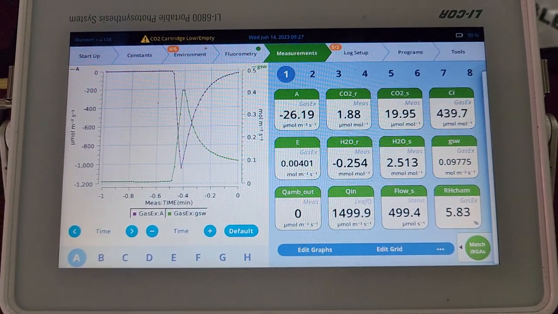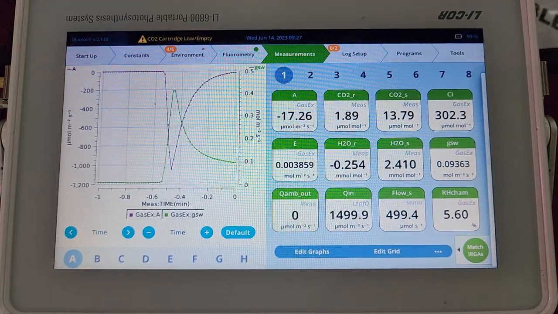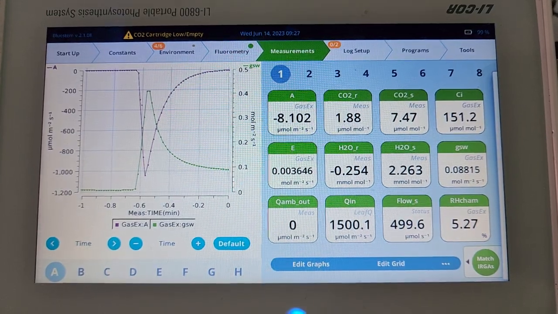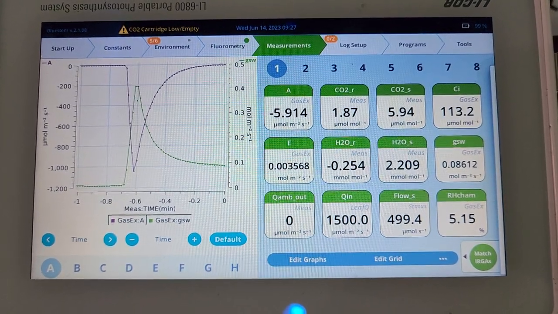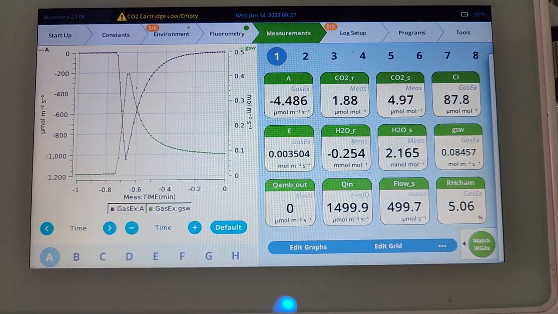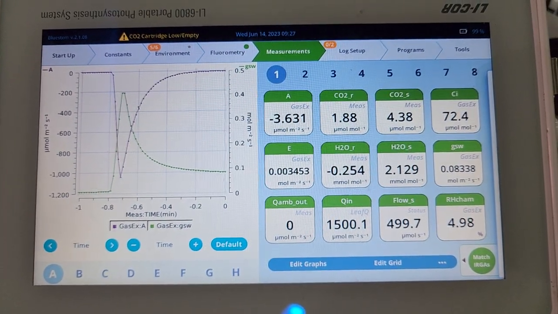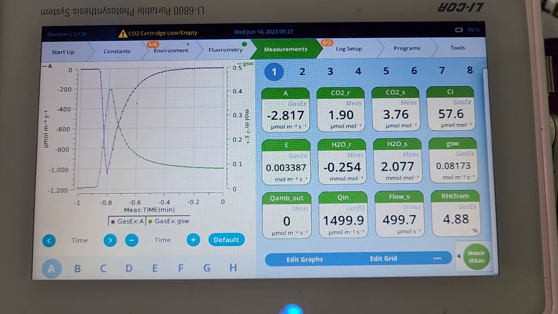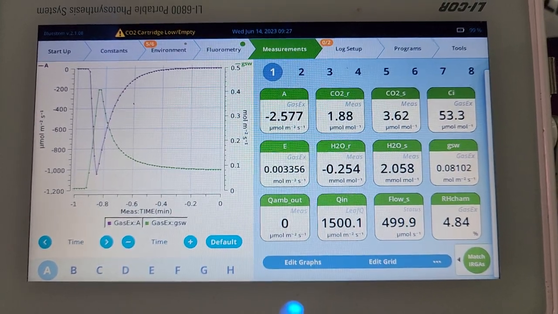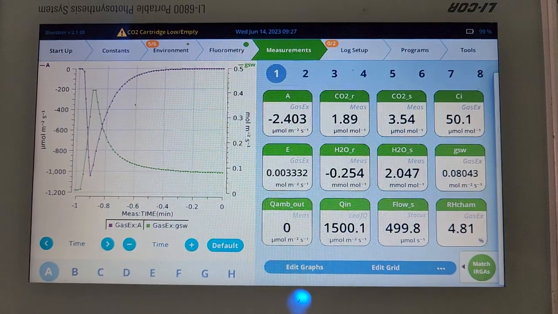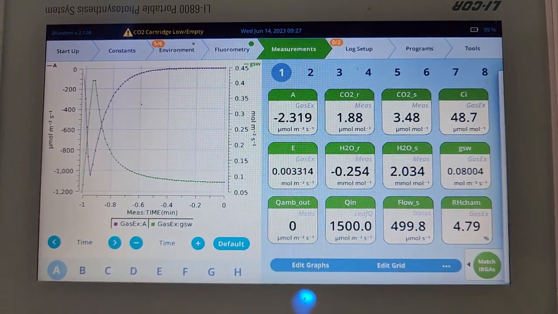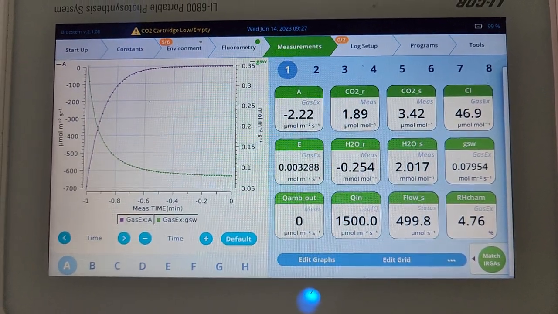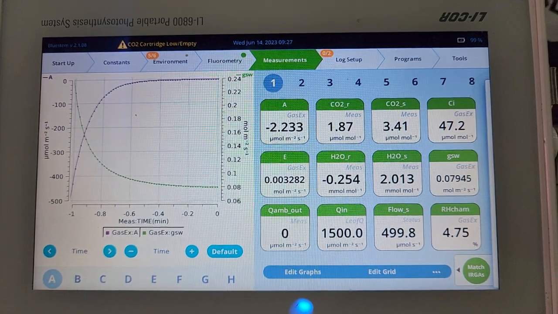If it's photosynthesizing, the A value that you see on the screen is going to be positive. If it's not photosynthesizing, meaning that it's doing a lot of cellular respiration, you're going to see that as negative. Negative means that the leaf is giving lots of CO2 into the system. Positive means the leaf is taking in lots of CO2 into its body. So we wait for a bit. It's still negative.